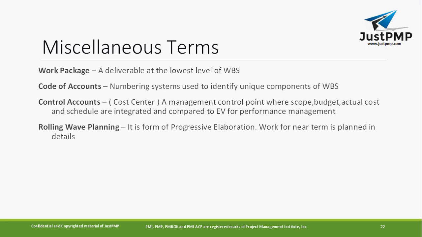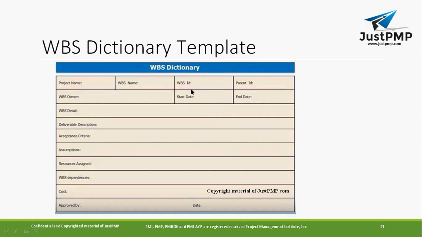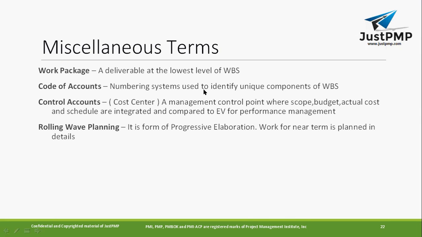Okay. So what is a work package? A work package is basically a deliverable at the lowest level of the WBS. It means whatever you have done, the final output of the WBS, that becomes a work package. Code of account is a numbering system used to identify a unique component of the WBS. So with a code of account you can track this information. Maybe it's a WBS ID or a code of account, you can call it the same, because you can identify the unique component of the WBS.